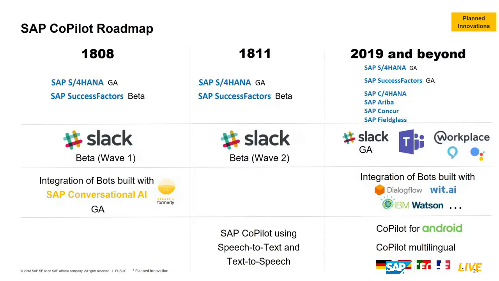It'll be continuing in 1811. And with 1811, at the bottom you see, we'll have speech to text. I was typing in the demo, but you'll also be able to talk, use voice input, and also get voice output. Beyond that, we're going to be supporting additional products, also getting the GA for Slack, Microsoft Teams, potentially other products as well. At the bottom you see other languages. At the moment we support English only. Mid to end of next year we're planning German and Spanish, and once we understand how that works, we'll very rapidly add additional languages.